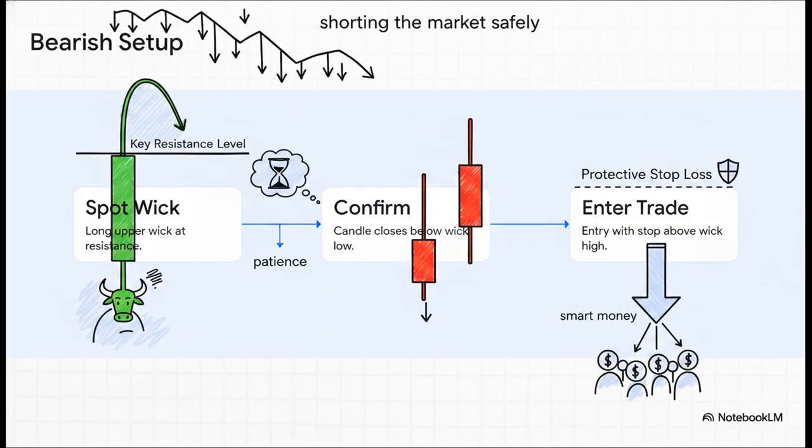And for shorting the market safely, we literally just flip the script. Step 1, spot that long upper wick at a key resistance level. A beautiful bull trap. Step 2, exercise patience. Wait for the confirmation candle to close below the low of that wick candle. Step 3, enter the trade and tuck your protective stop loss just above the absolute high of the wick. If you do this, you are officially trading with the smart money.